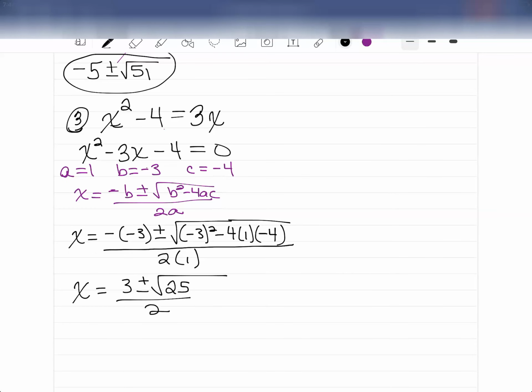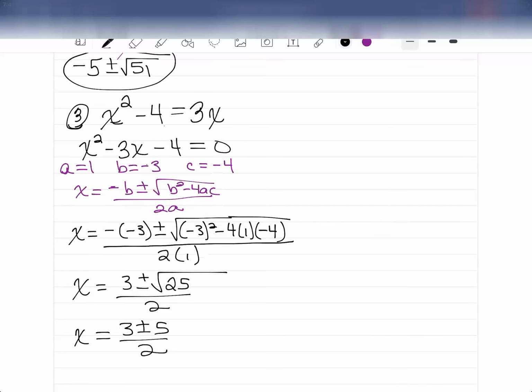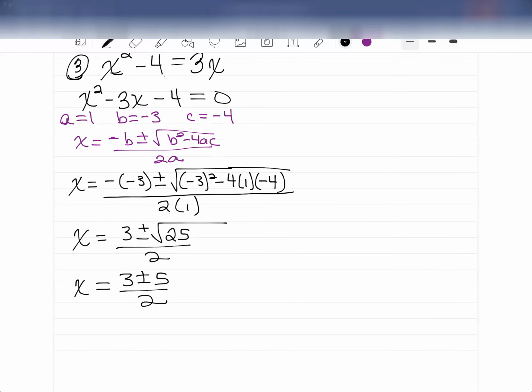I can clean up that square root of 25. Square root of 25 is just 5. So here I do have to set up 2 so that I can clean this up. I need the 3 plus 5 over 2, and I need the 3 minus 5 over 2, because I can combine the 3 with the 5. 3 plus 5 is 8. 8 over 2 is 4. 3 minus 5 is a negative 2. Negative 2 over 2 is a negative 1. My answers are 4 and negative 2.